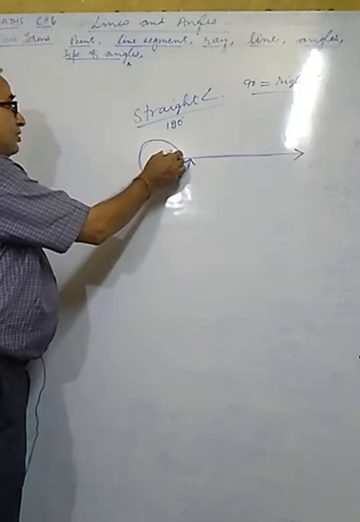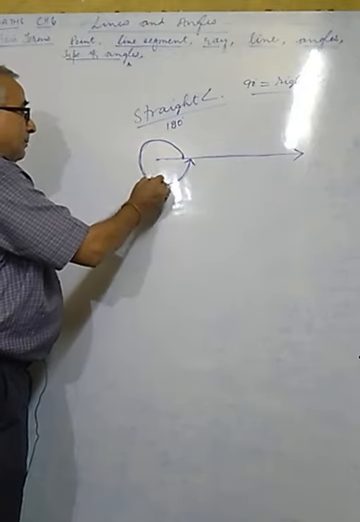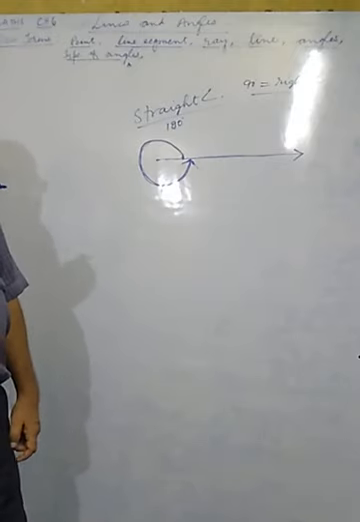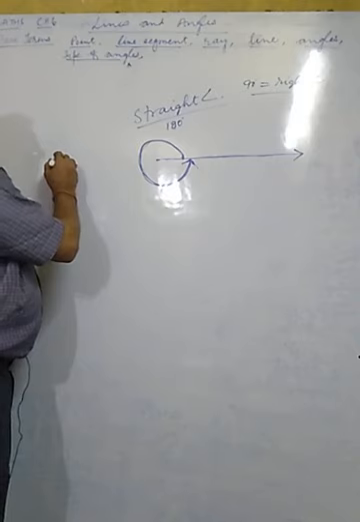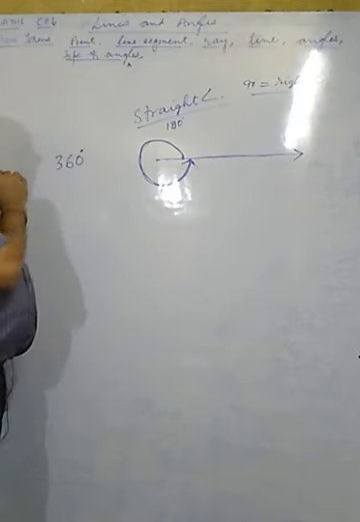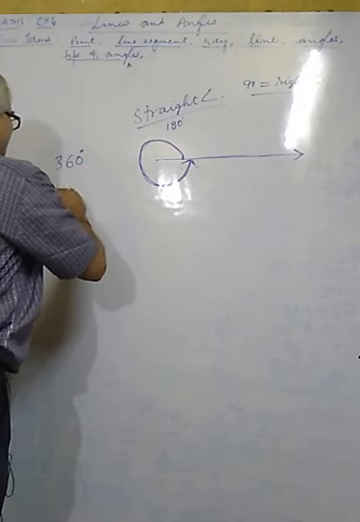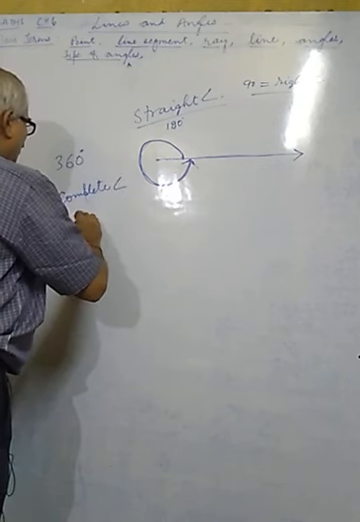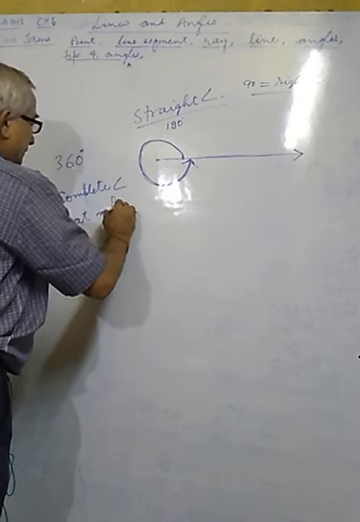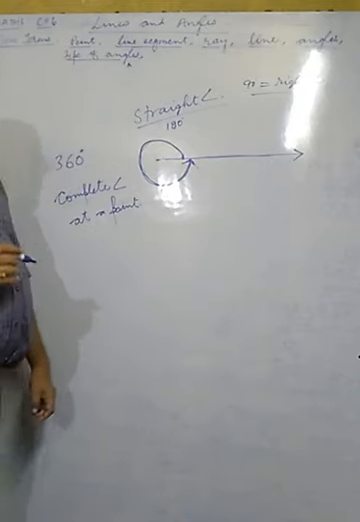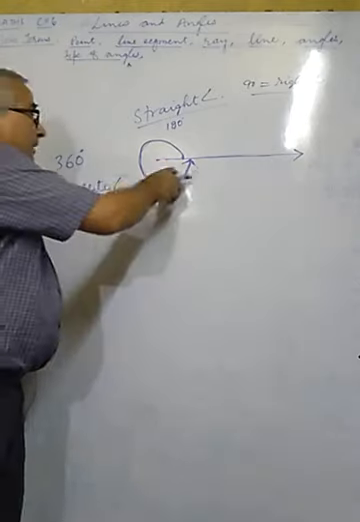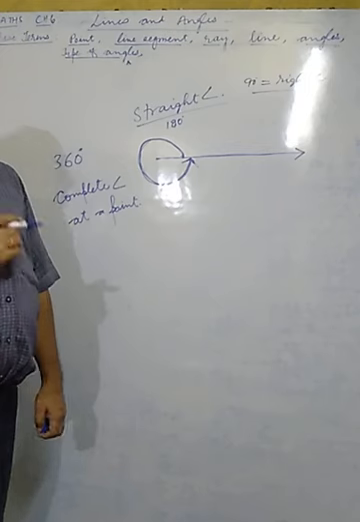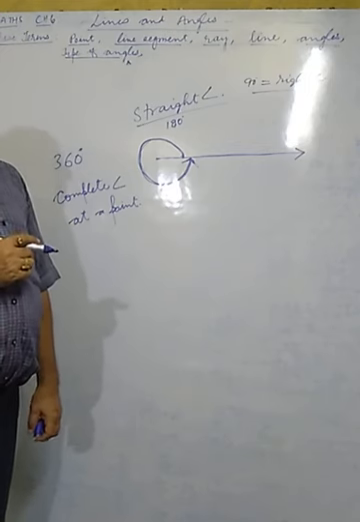If this type of symbol is there, one complete rotation marked in the figure, it means it is talking about a complete angle or 360 degrees. 360 degrees, or what? Complete angle, a complete angle at a point. If this rotation symbol is not there, then definitely it represents 0 angle. This is the difference between 360 degree and 0 degree.